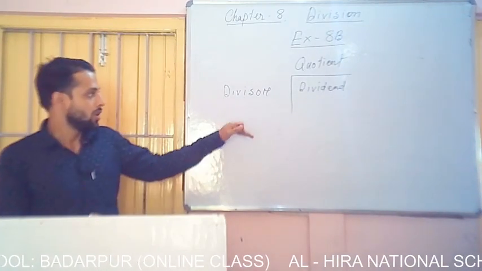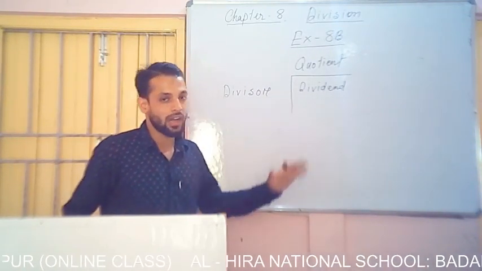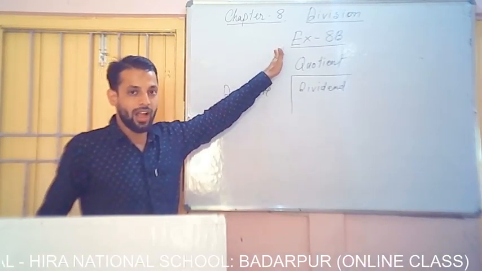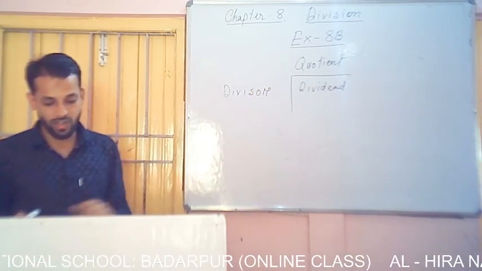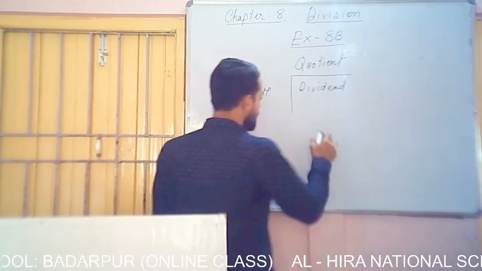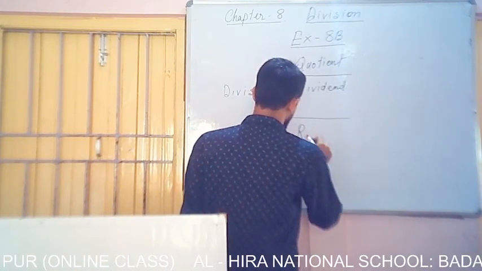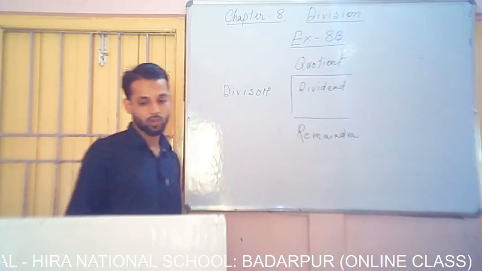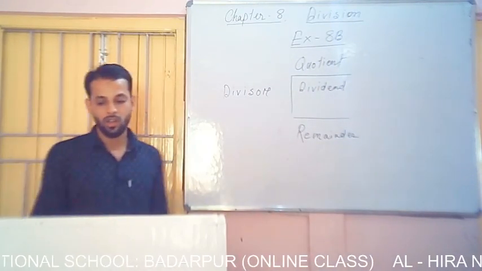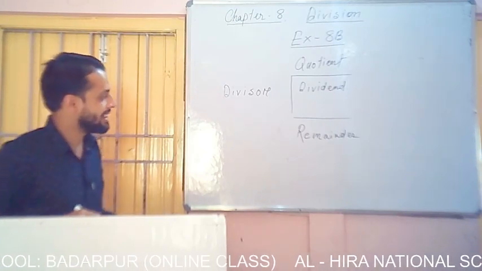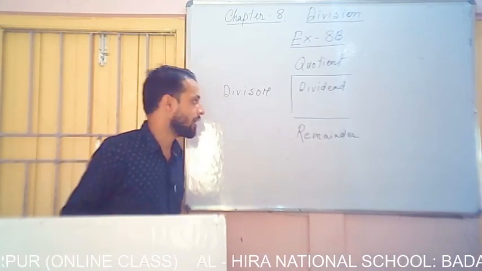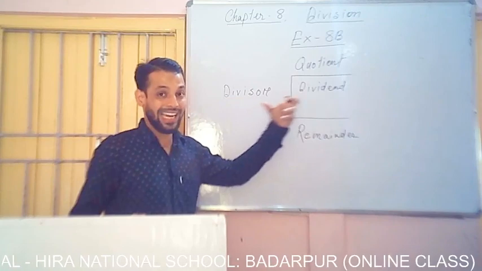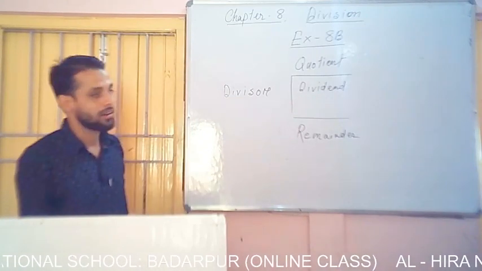The number which we will get after dividing is called the quotient. And the last one is the remainder. So what does remainder mean? Remainder means what's left over in a division problem. Suppose 5 divided by 2. If we divide 5 by 2, we'll get 2 as the quotient and 1 as the remainder.